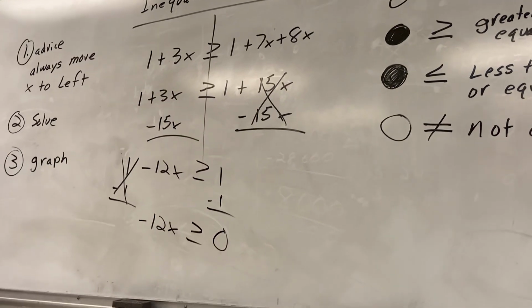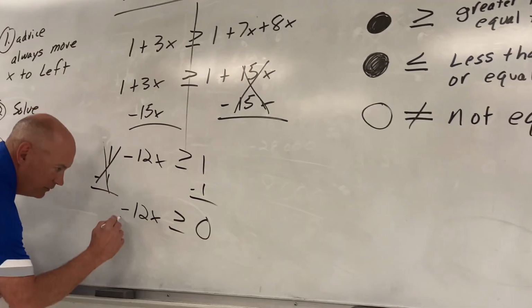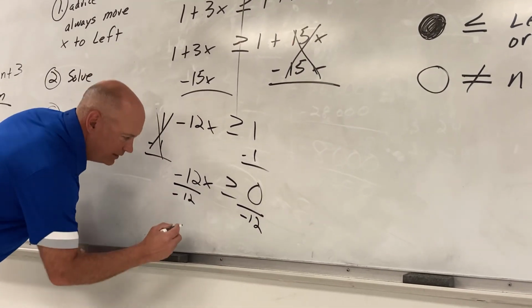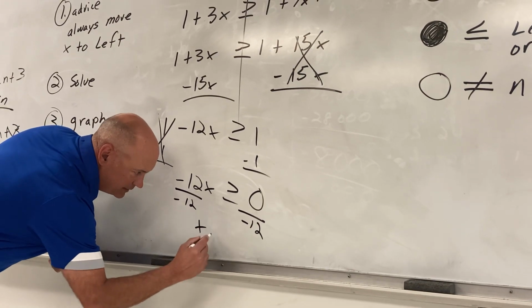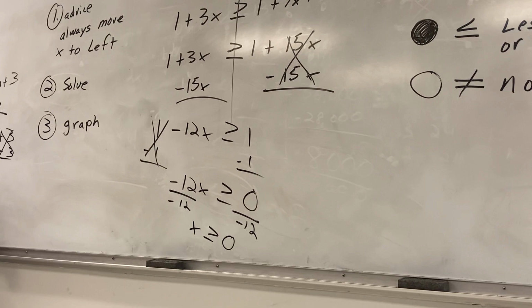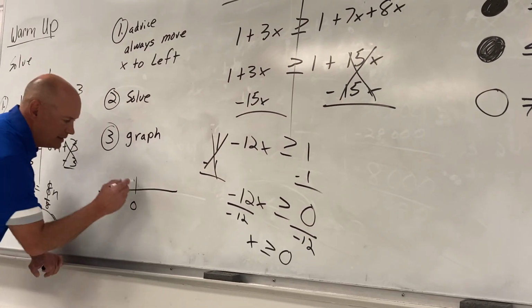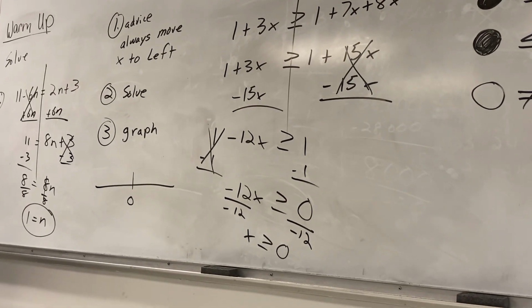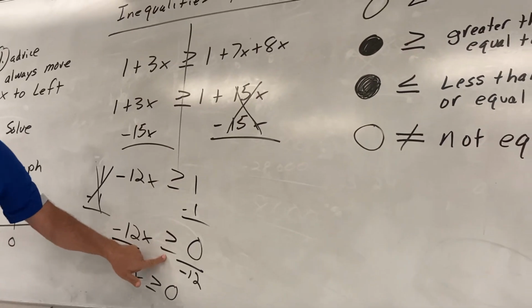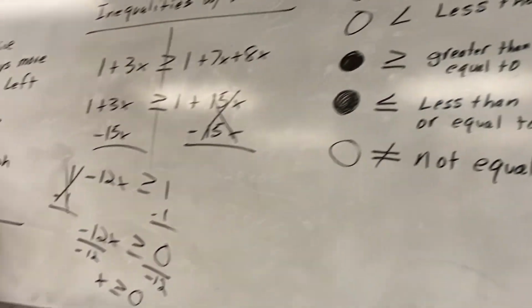What do we do next, Ulysses? Divide by negative 12. Good. And what number does x turn out to be? 0. Are y'all with me? All right, so let's graph that. X is 0. Is it going to be an open circle or a closed? Closed. If it's got the bar under it, those are the only time it's closed. So we need a closed circle above 0.